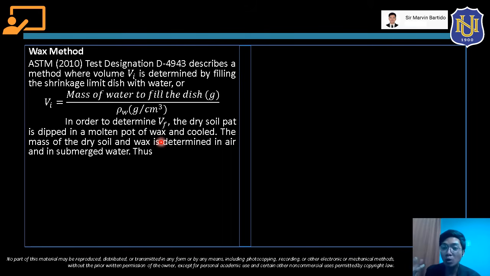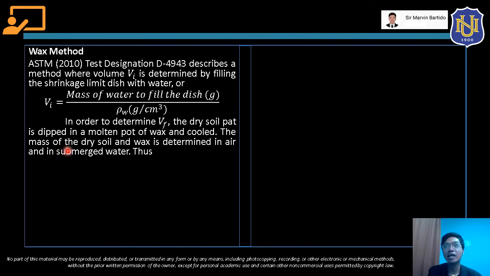Kailangan mabalutan muna, class, ng wax yung dry soil pat natin. After na ma-dip in a molten pot of wax at ma-cool, okay, yung dry soil pat natin, doon natin siya pwedeng i-submerge. Kasi, class, yung purpose ng wax ay para mapigilan mag-penetrate yung water doon sa dry soil. Okay? So, class, the mass of the dry soil and wax is determined in air and in submerged water.